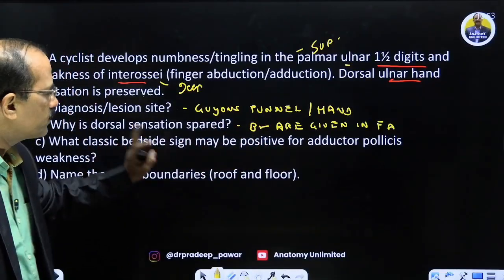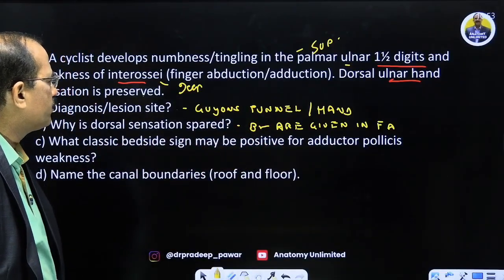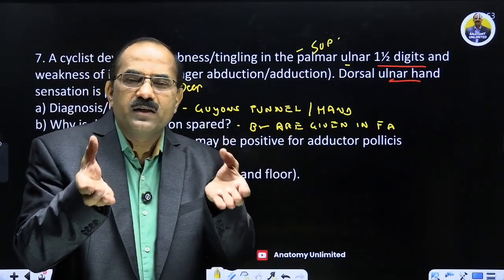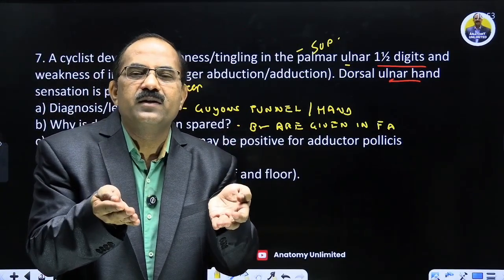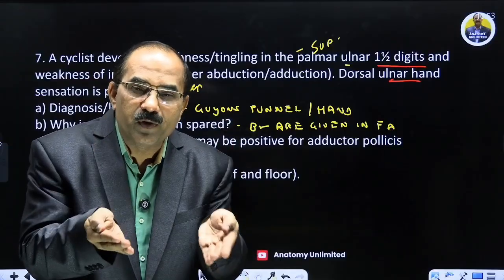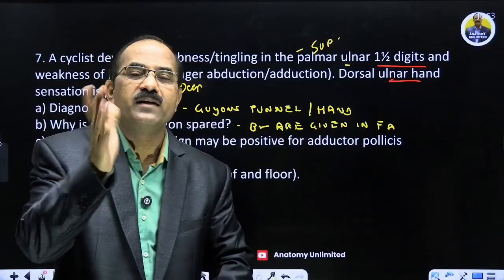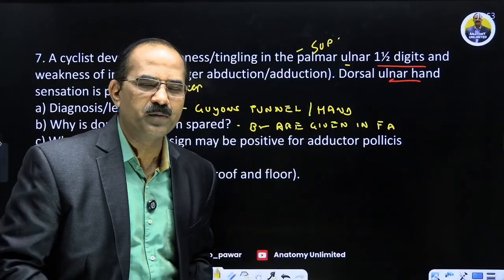What is a classic bedside sign that may be positive for adductor pollicis? What is the test used for adductor pollicis? Book test. So the person is not able to hold the book. If you give a book in the hand, the person is not able to hold the book. So that is the test: the book test for adductor pollicis.